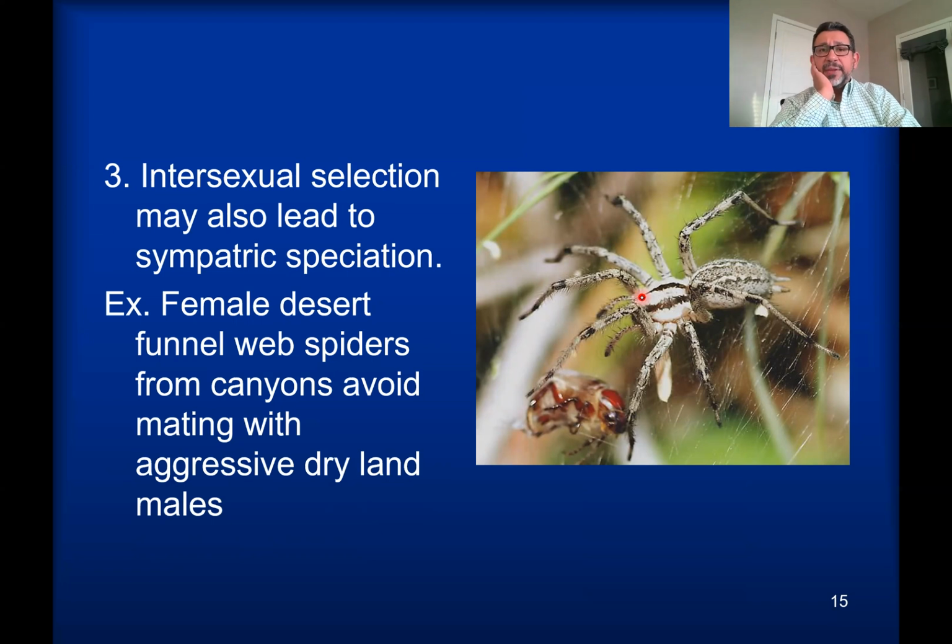And so this mate preference of the shy females from the creek, avoiding mating with the rough, tough guys coming from the dry, hot part of the desert, that behavioral preference can lead the same species in some places to not have any kind of gene flow and eventually become different species. So we'll see additional examples of how intersexual selection and mate choice can lead to the formation of two different species in one same location.